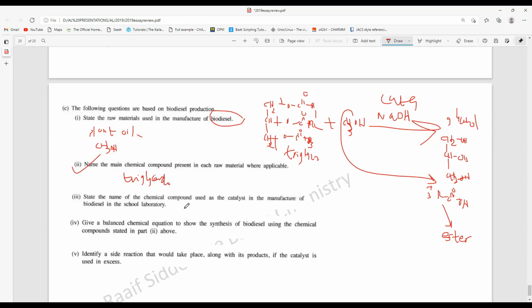State the name of the chemical compound used as the catalyst. So basically the catalyst is NaOH, right? Sodium hydroxide can be used, or potassium hydroxide is also used.